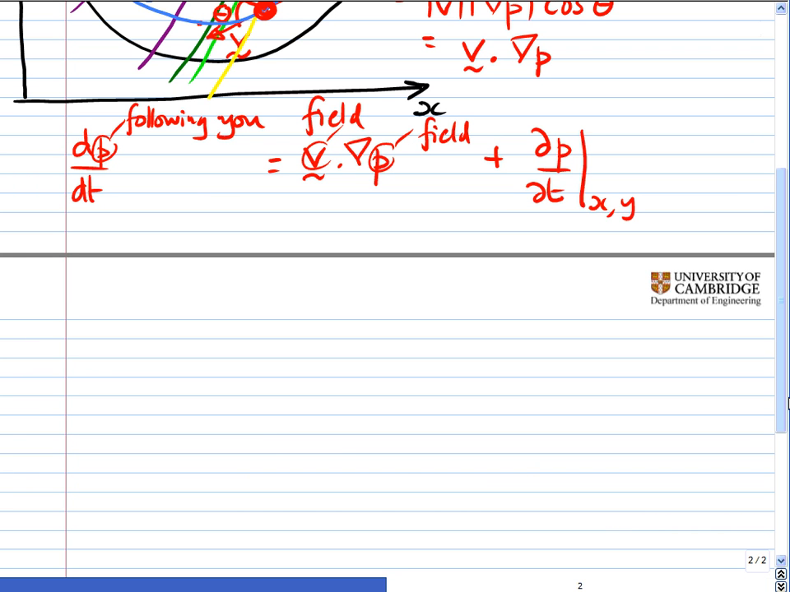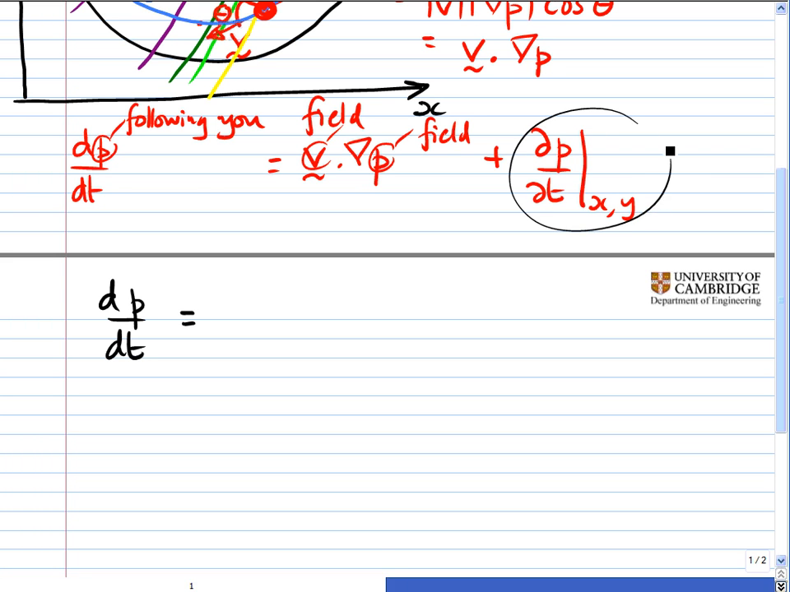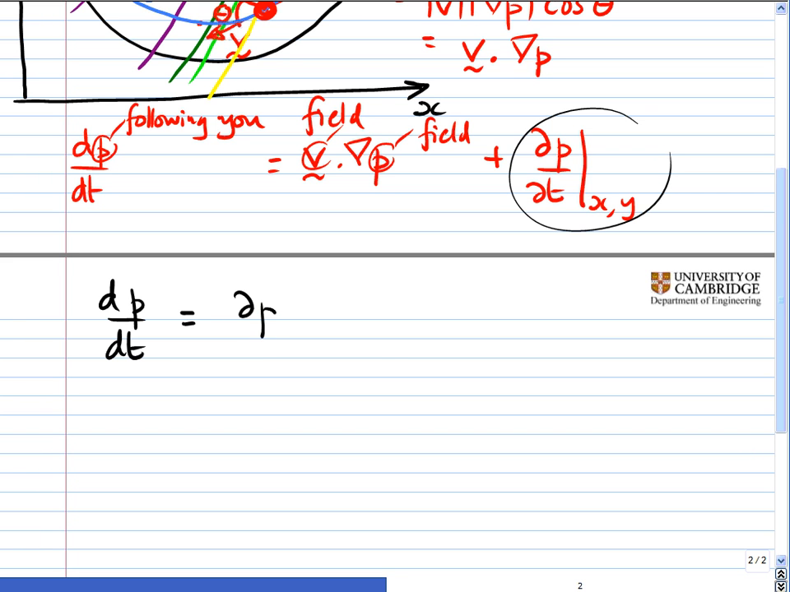Now, I've just scrolled down the page, and I'll write that a little bit more neatly and in black. We have that dp by dt following you is equal to, now moving this term over to the left, dp by dt at x and y constant, so it's the rate at which the smell changes with time at that point in space, plus this term we just wrote down, v dotted with grad p.